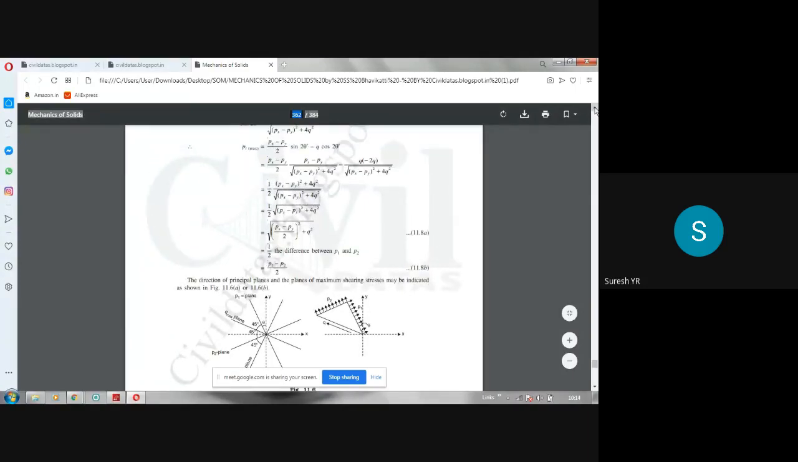So the pattern will be like this: 4 questions, that is 40 marks, will come from module 1, and 10 marks will come from module 2. I am going to give 10 marks from compound stresses and 40 marks from simple stresses and strains. In that you have to study all the things.